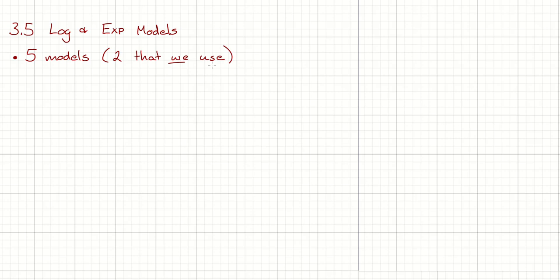For these 5 models, there's really only 4, but we'll shove 2 of them together. I'm just going to write them all out here. The first one that we deal with, we're going to say exponential. Now, your book splits this up into 2 different ones, and these are the 2 that we really use. We primarily use exponential models.